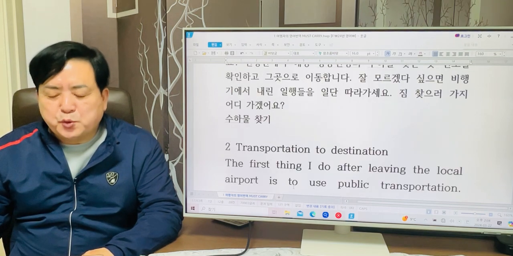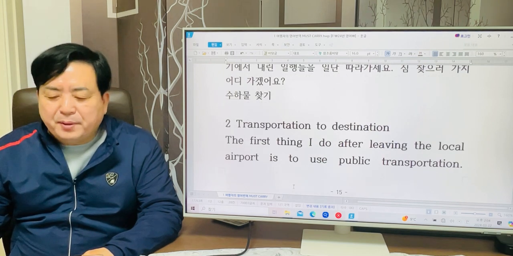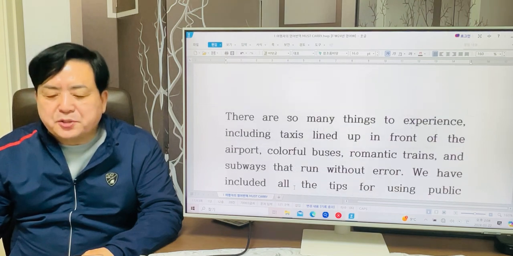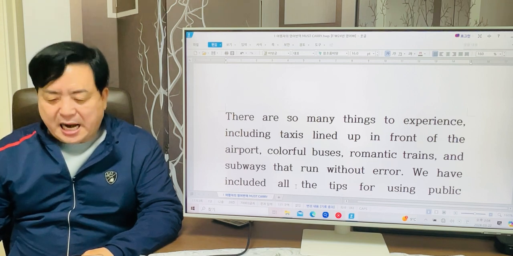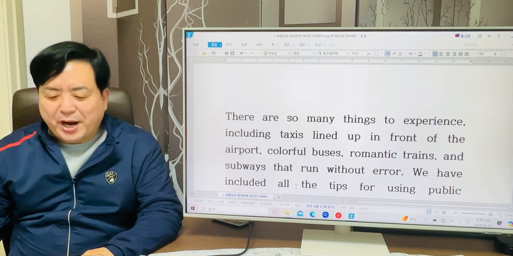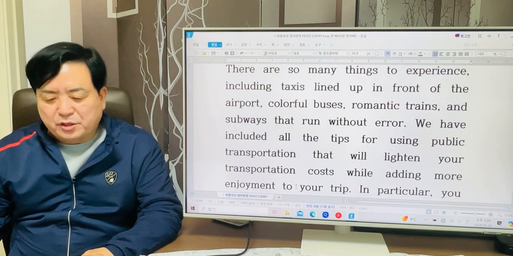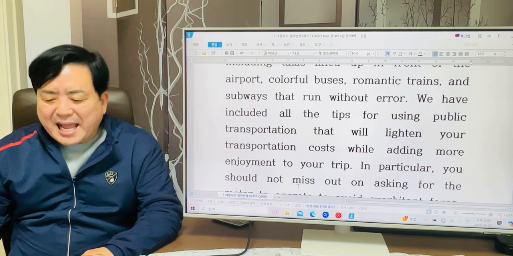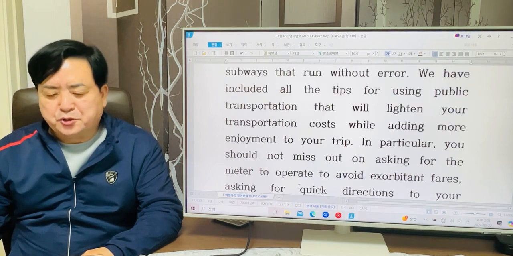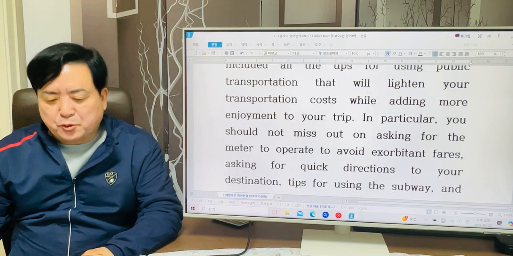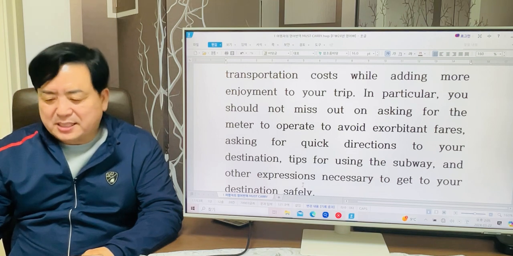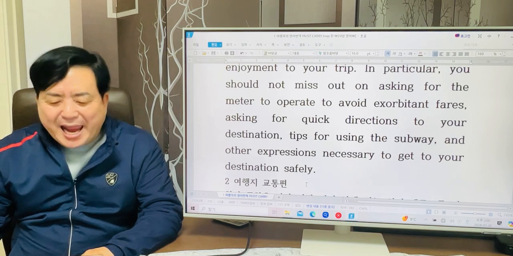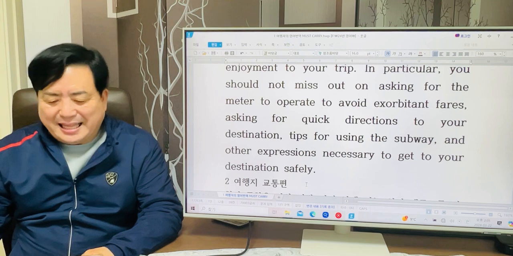Next, transportation to destination. The first thing I do after leaving the local airport is to use public transportation. There are so many things to experience, including taxis lined up in front of the airport, colorful buses, romantic trains, and the subway that runs without error. We have included all the tips for using public transportation that will lighten your transportation cost, while adding more enjoyment to your trip. In particular, you should not miss out on asking for the meter to be operated to avoid exorbitant fares. Asking for quick directions to your destination, tips for using the subway, and other expressions necessary to get to your destination safely.